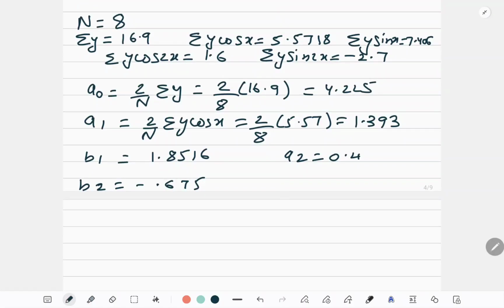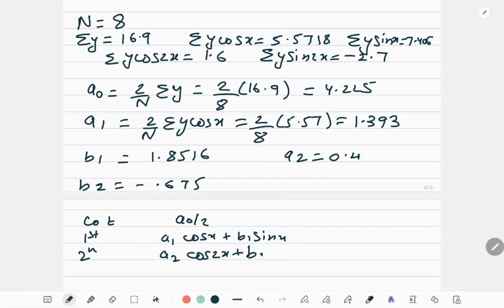So now these values once you get, how you will write the, if they ask constant term, first harmonic, second harmonic, then you should write in small bracket, like constant term means A0 by 2. First harmonic means A1 cos x plus B1 sin x. Second harmonic means A2 cos 2x plus B2 sin 2x.